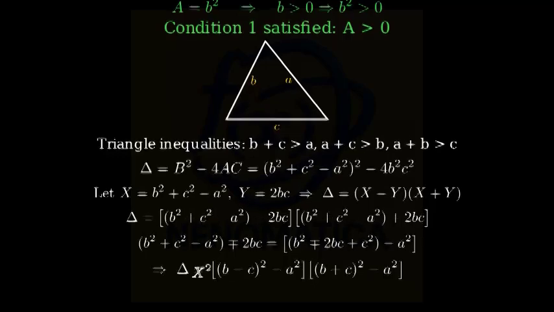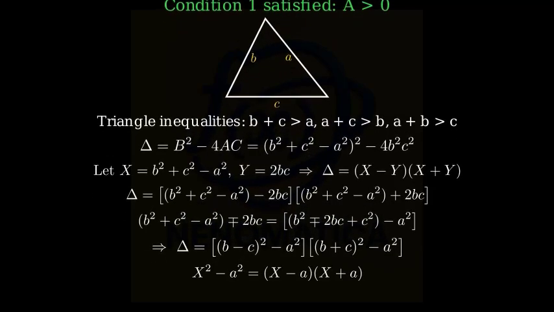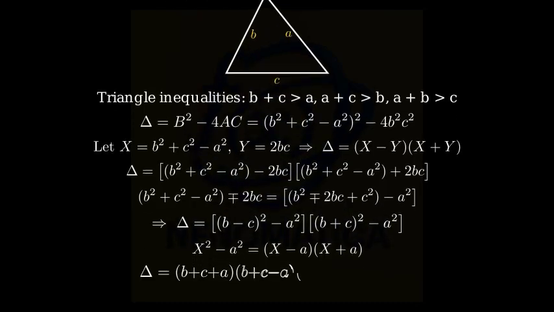Step 4. Apply the difference of squares once more. For each factor, X squared minus a squared equals (X minus a) times (X plus a). Thus, delta equals the product of four linear terms: (b plus c plus a) times (b plus c minus a) times (b minus c plus a) times (b minus c minus a).